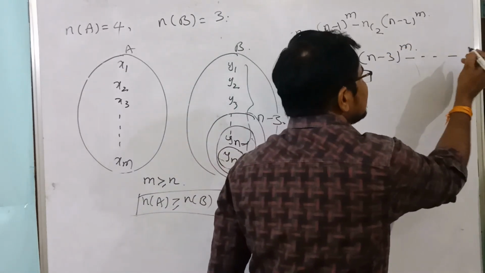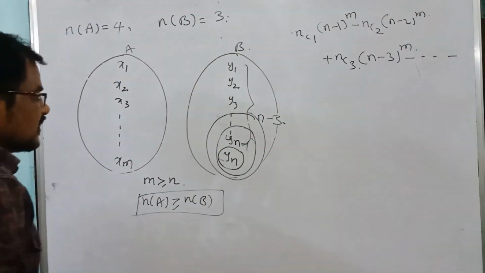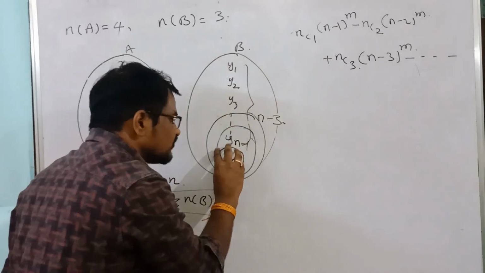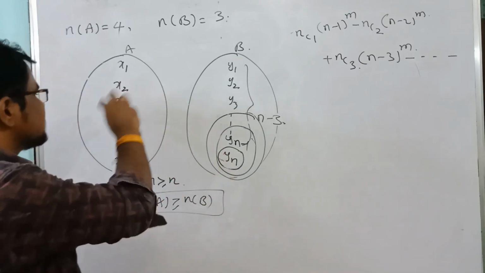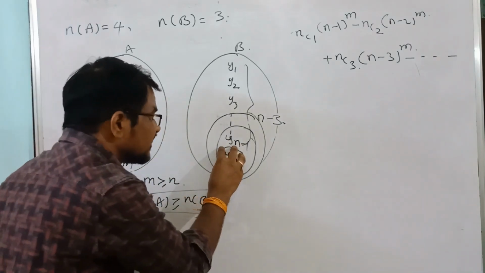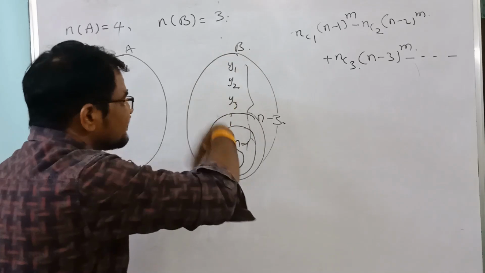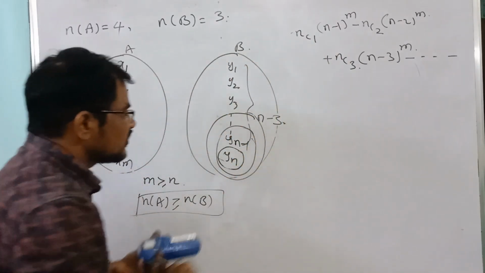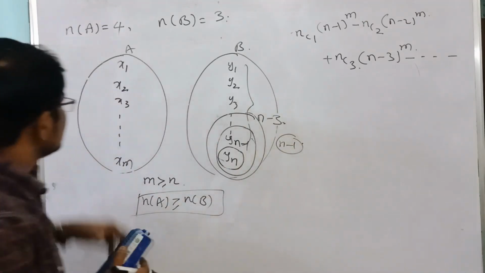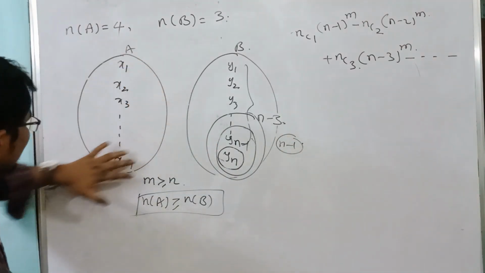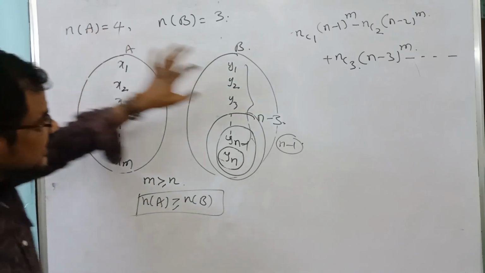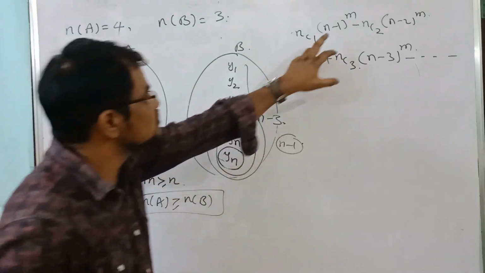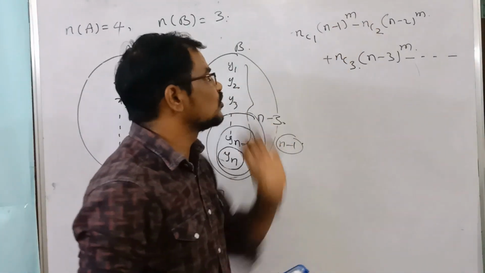Once again, listen here. Suppose in B, for one element there is no pre-image in A. So how to select that one element from B? Out of N elements, one element. The remaining elements are N minus 1. So for x1 in A there are N minus 1 image chances, x2 also N minus 1, x3 also N minus 1. So that's why N minus 1 whole to the power of M.